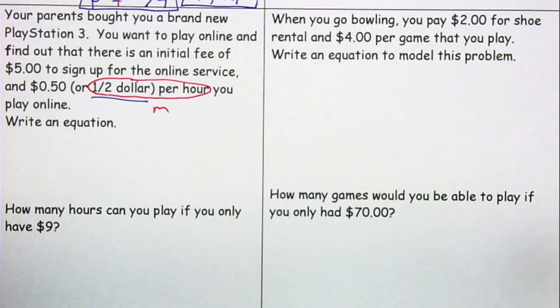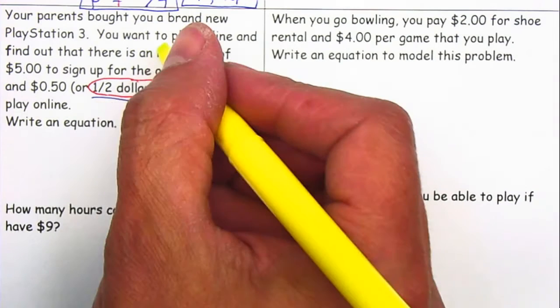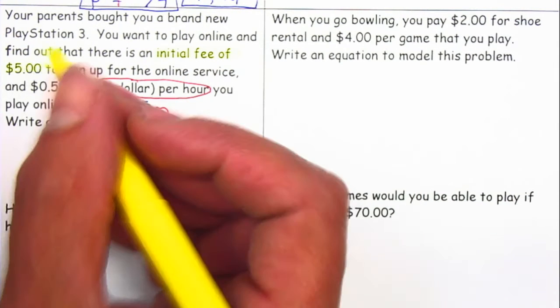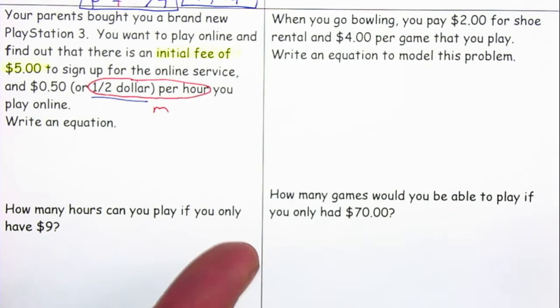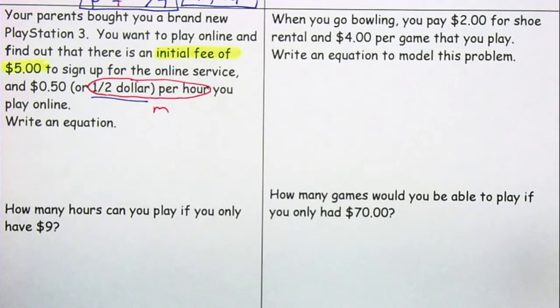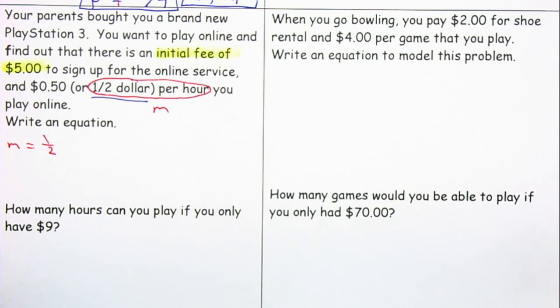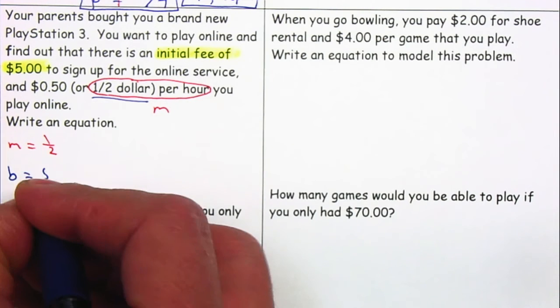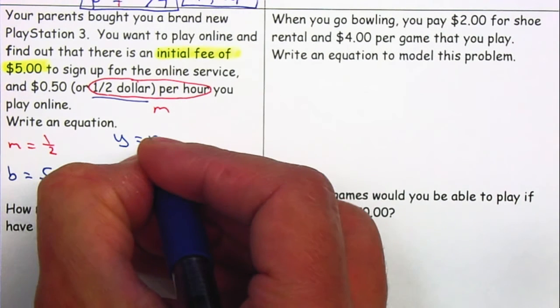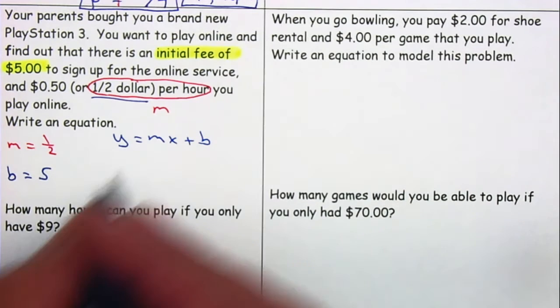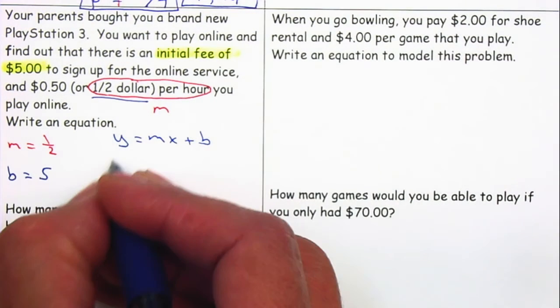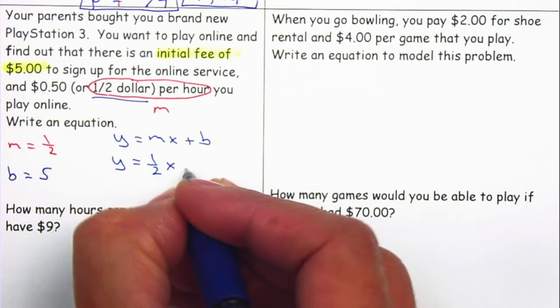Now, your y-intercept, which is the amount that you're only going to pay once, your initial fee. Notice that that is going to be a keyword: your initial fee, a one-time fee, something that you're just going to pay only one time. So let me write down the information on the left. M is going to be 1/2, and we know that's per hour. B is going to be 5. Y is equal to mx plus b, where M is 1/2 and B is 5.